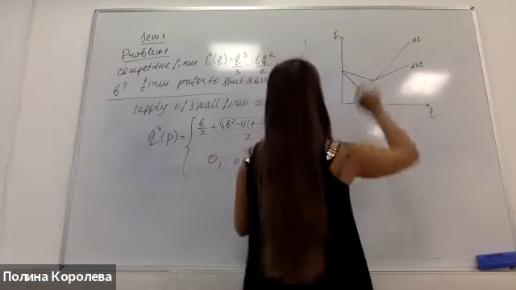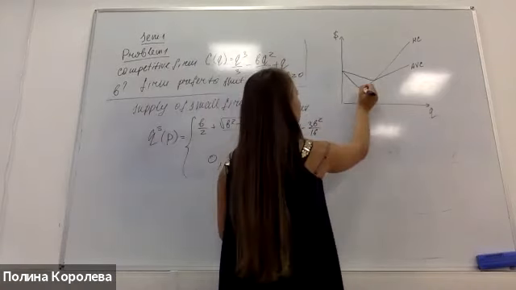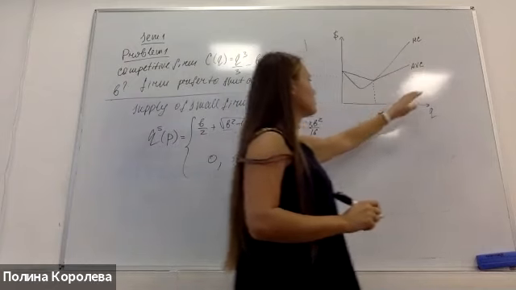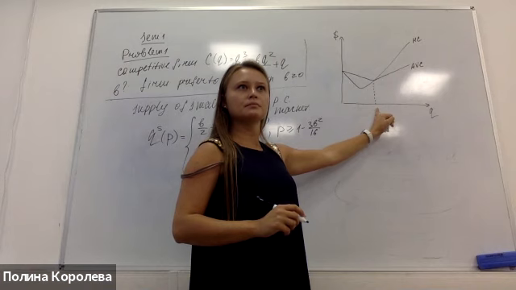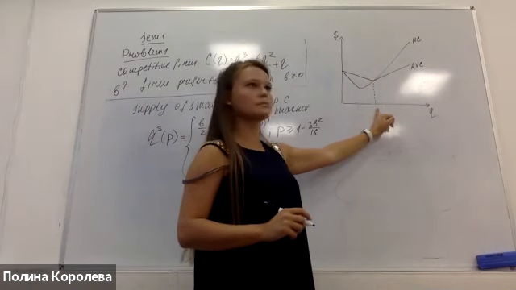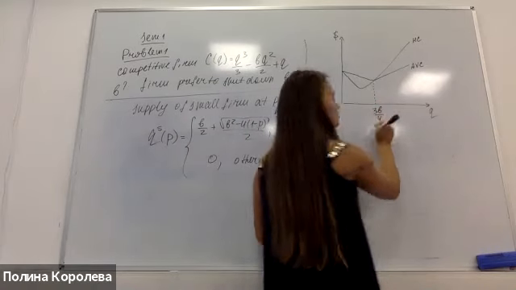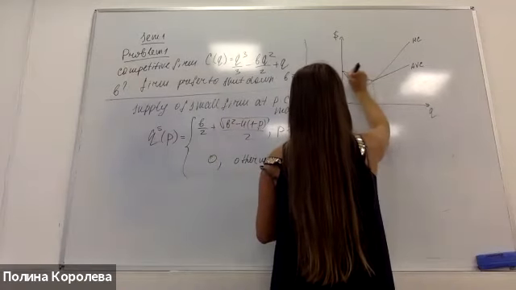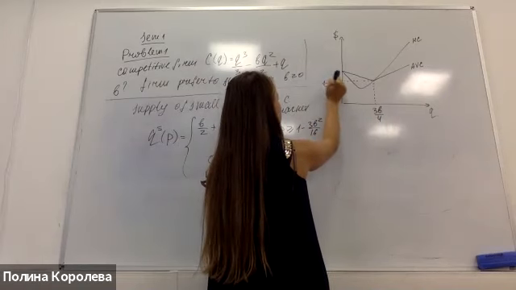So what points do I know? I know this point where marginal cost crosses average variable cost. Yes, 3b divided by 4 from the shutdown condition. And price here is this: 1 minus 3b squared divided by 16. Agree?